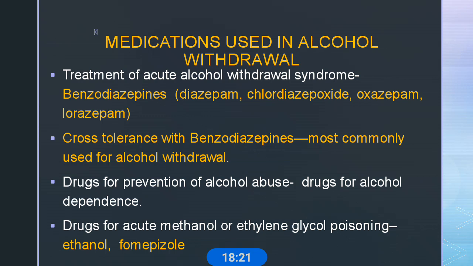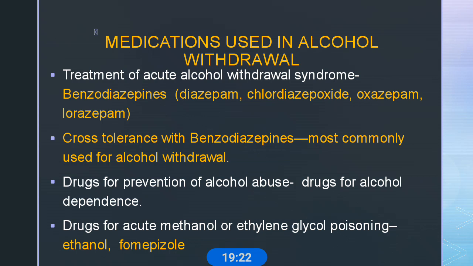This cross tolerance usually develops with barbiturates and benzodiazepines. Because of this, benzodiazepines are most commonly used for the treatment of alcohol withdrawal. In our general pharmacology class, we studied drug tolerance and its different categories: natural tolerance, acute tolerance, and cross tolerance. Once tolerance to a primary drug develops, these individuals also exhibit cross tolerance to related classes of drugs, mostly morphine and heroin, alcohol and benzodiazepines.